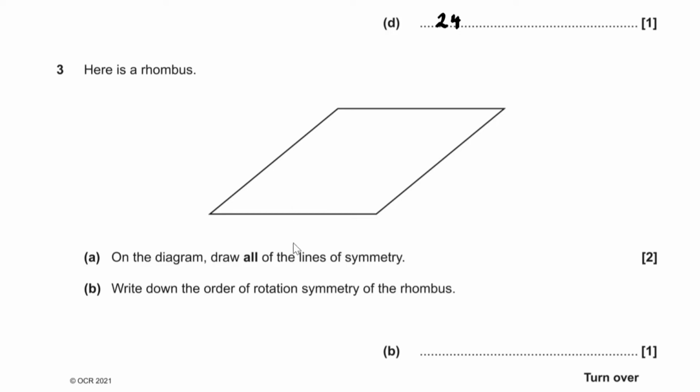Question number 3. Here is a rhombus. For part A, on the diagram, we have to draw all the lines of symmetry. Well, if we draw the lines of symmetry, we've got a line over here and also a line over here. Here are the lines of symmetry. For part B, we have to write down the order of rotation symmetry of the rhombus. Well, the order of rotation is equal to 2. We can rotate this shape such that it lands back on itself 2 times.